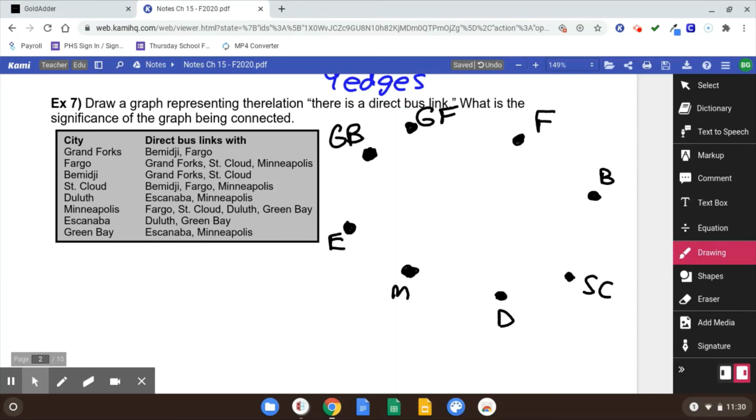Grand Forks has a bus link with Bemidji and Fargo. Fargo goes to Grand Forks, which I've already got, St. Cloud, and Minneapolis. Bemidji goes to Grand Forks, got it, and St. Cloud. St. Cloud goes to Bemidji, got it, and Fargo, got it, and Minneapolis.